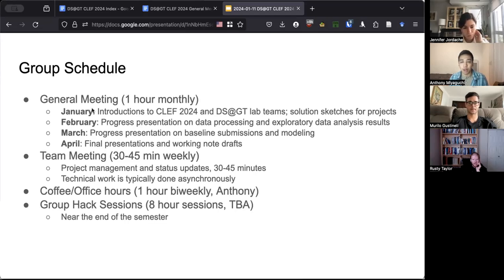Maybe some folks will have a baseline model, maybe not, but everyone should have some deliverable for this next meeting. In March, we'll do progress presentations on baseline submissions and modeling. So at this stage, the general direction of the solution should be pretty fixed. The initial model should be done, and teams should be really looking at how to differentiate their solution from other solutions that have been submitted in the past.